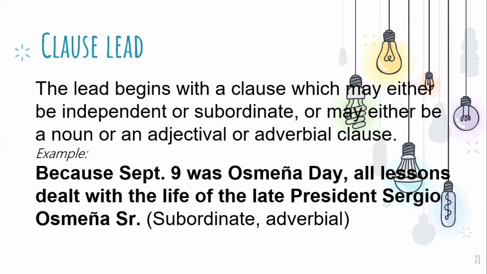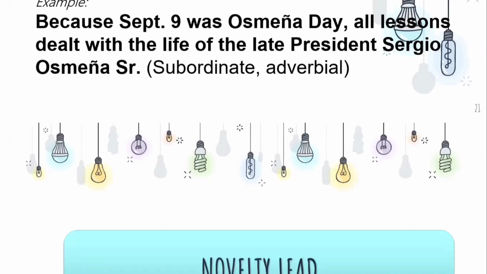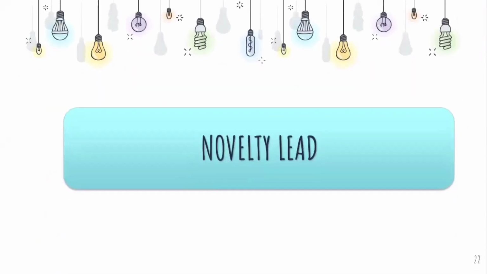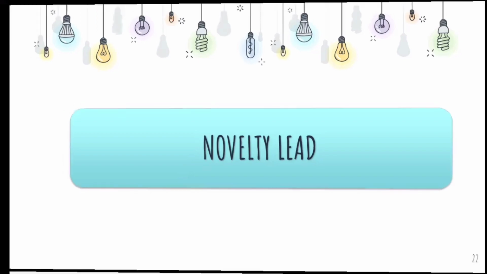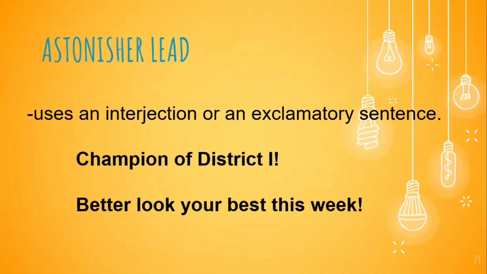This is a subordinate clause, which is adverbial. And now, the novelty lead. Some kinds of leads are best used in writing news features. They are written in such a way that they attract attention or carry out a definite purpose. Among these kinds of novelty leads are: first, astonisher lead.